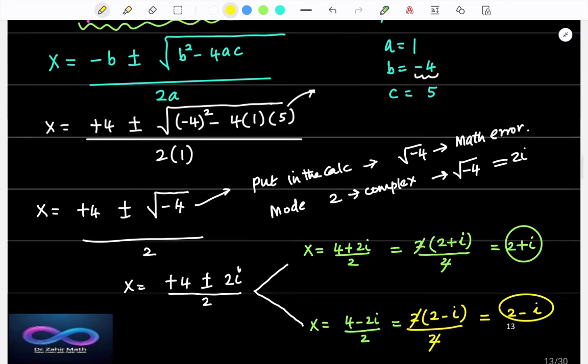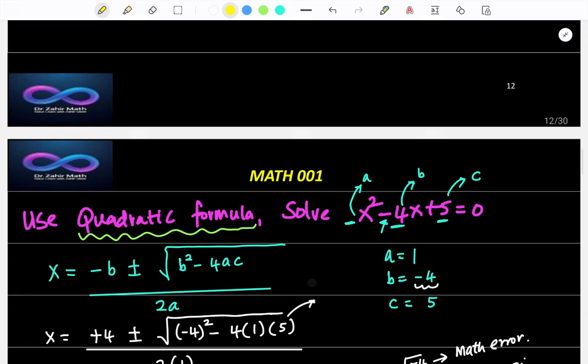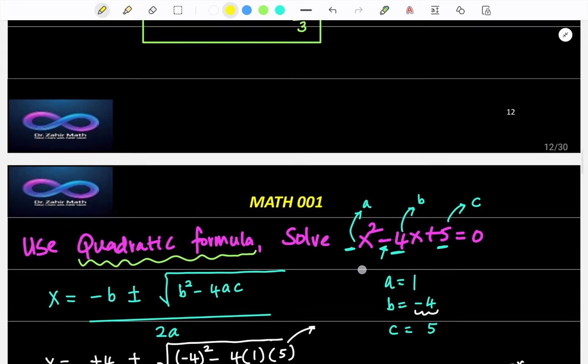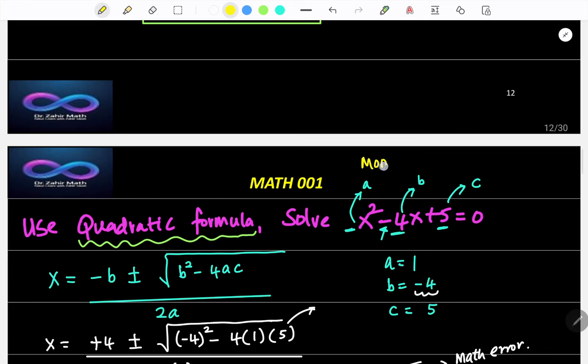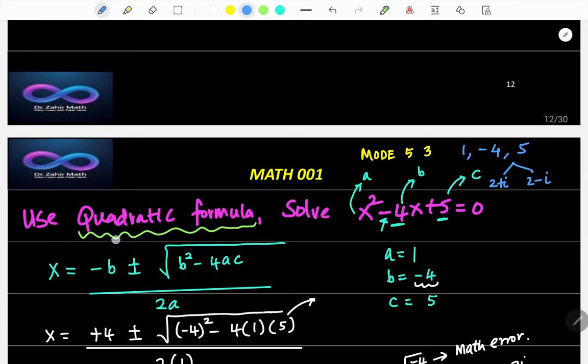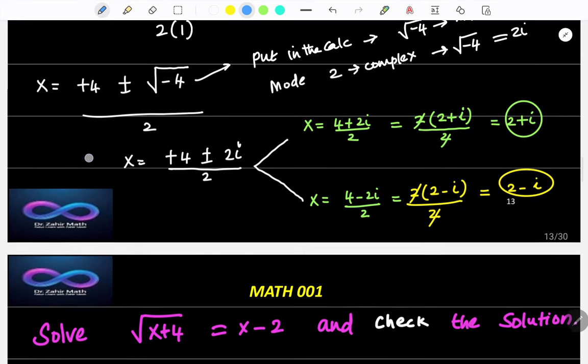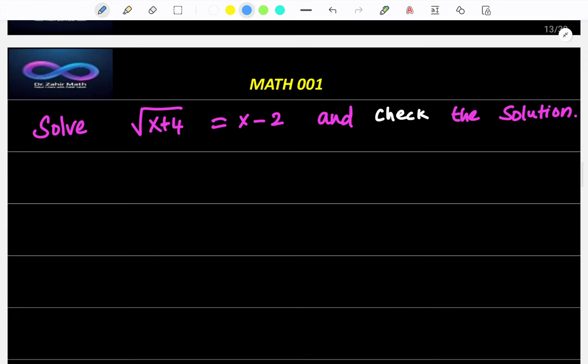This answer you can check in the calculator. How, teacher? Just go and press mode 5-3. If you press mode 5-3, you will get A, B, C. Give plus 1, minus 4 and plus 5. Sorry, not minus 1, this is plus 1. If you give that in the calculator, you will get the answer 2 plus i and 2 minus i. So make sure your answer is correct before you go to the next question.